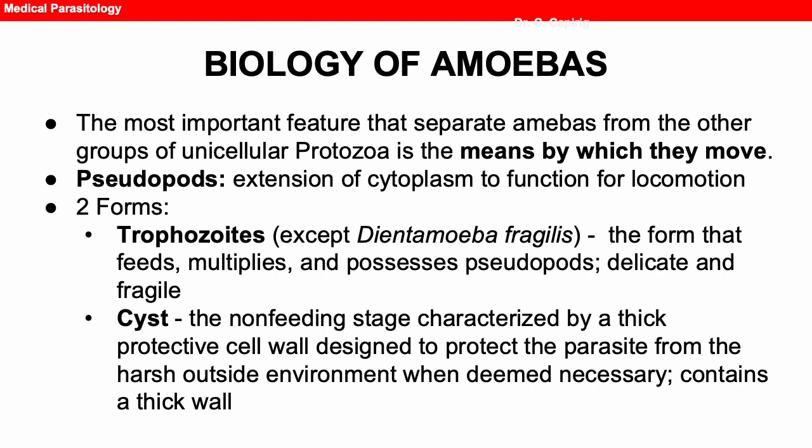Amoebas generally have two forms. They have trophozoites and cysts. The trophozoite is the form that feeds, multiplies, and possesses the pseudopods. They are delicate and fragile. The cysts are the non-feeding stage, characterized by a thick protective cell wall designed to protect the parasite from the harsh outside environment when necessary. Now, the trophozoite is metabolically active, while the cyst is metabolically inert.